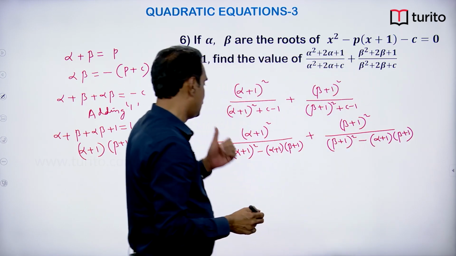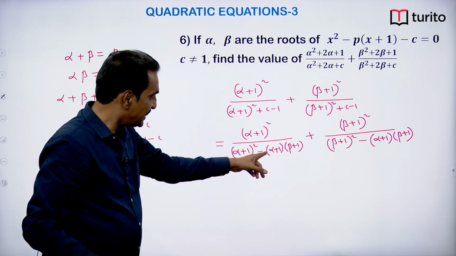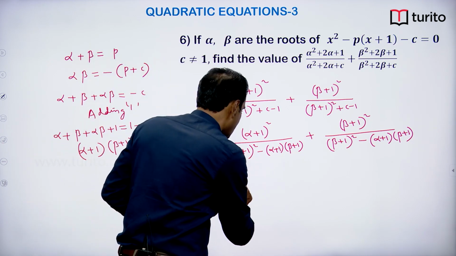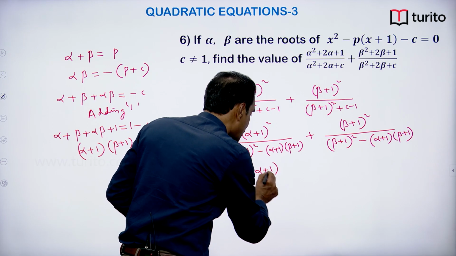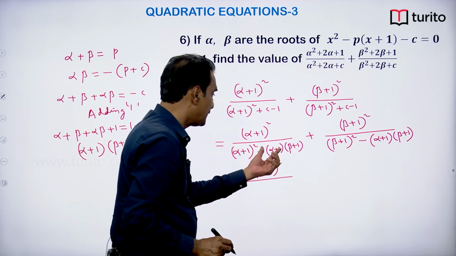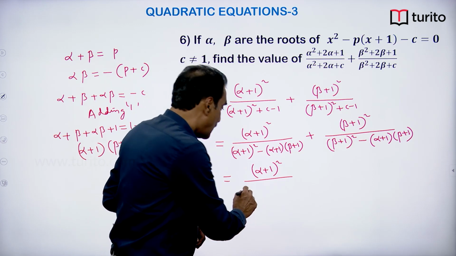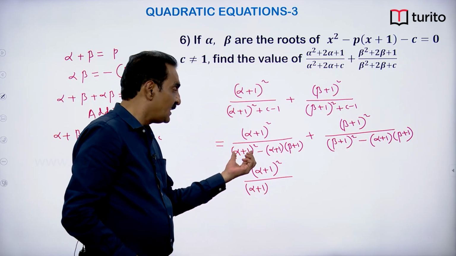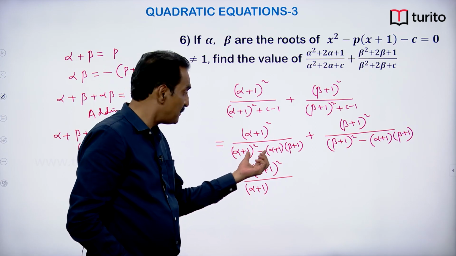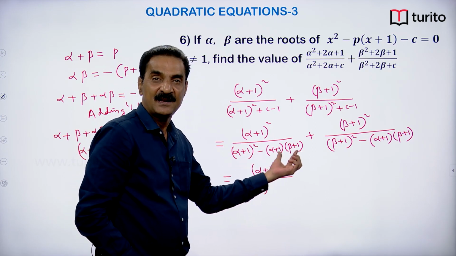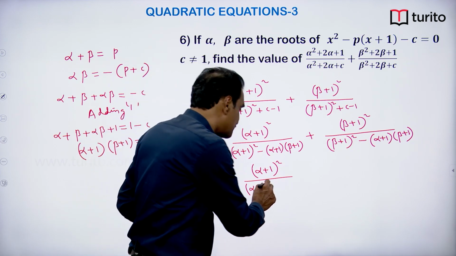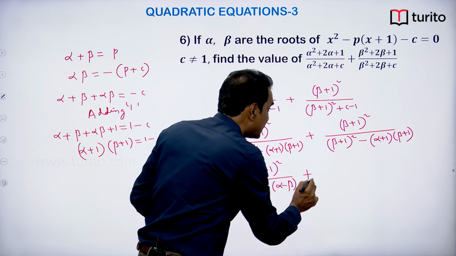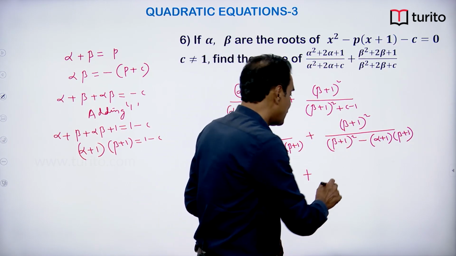Okay. Now what happens? You can take alpha plus 1 common in the denominator, alpha plus 1 whole square by alpha plus 1 into, what is the remaining? Alpha plus 1 will be remaining here, minus beta plus 1 will be remaining here. So, the difference is alpha minus beta, plus, write the numerator as it is.